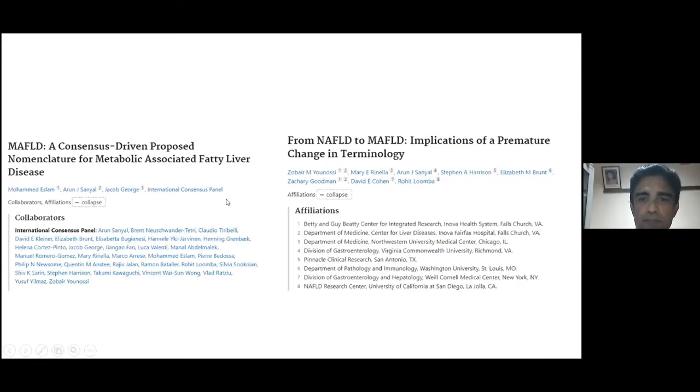So then they came up with this paper and with their comments that now there are so many negative features in the new terminology MAFLD as well.